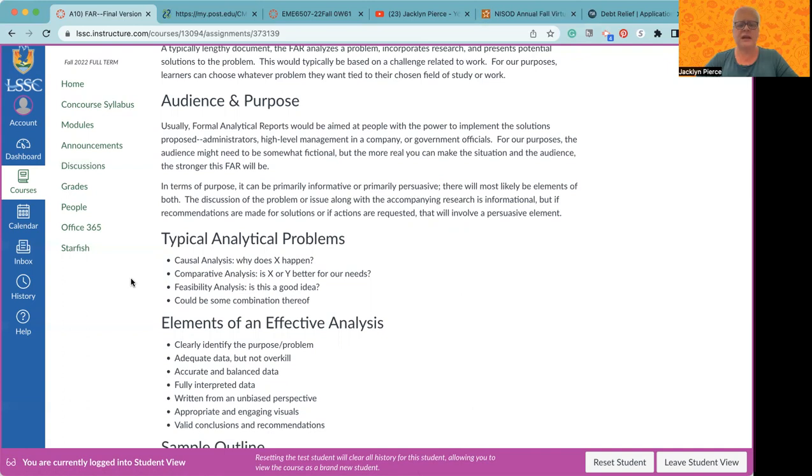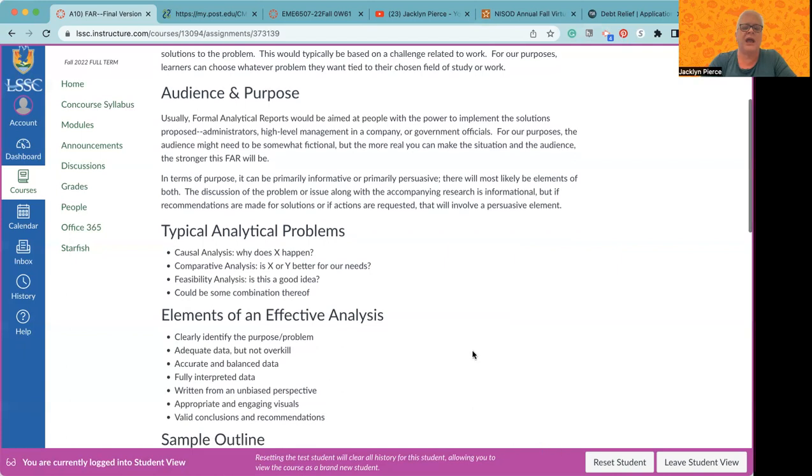A feasibility analysis: is it a good idea, and is it an affordable idea? Because that, of course, is part of feasibility. And then, of course, it could be some combination of all of those, depending on what works out for you.